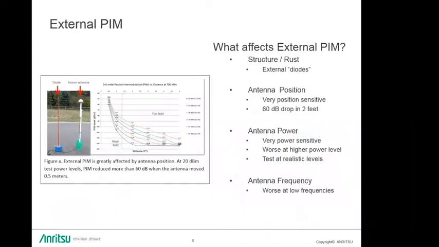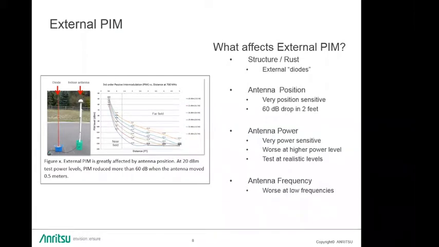Then there's external PIM. The picture you see here is a real interesting experiment. That red pole on the left has a diode, just a diode taped up to it. And there's an indoor antenna on the other pole, and we have a PIM tester there hooked up to the antenna, and we're moving the pole away from the diode, and we're checking for external PIM external to the antenna at various frequencies.